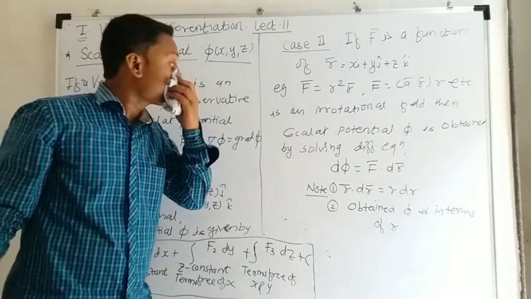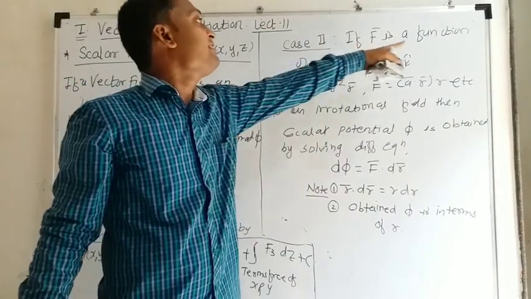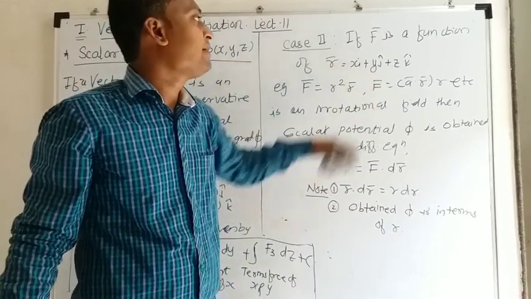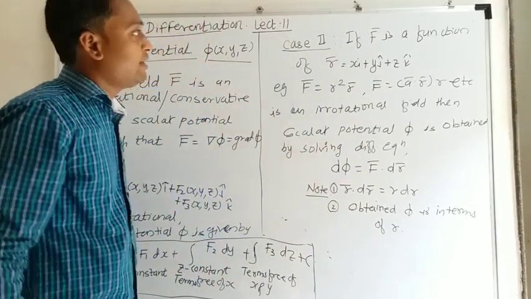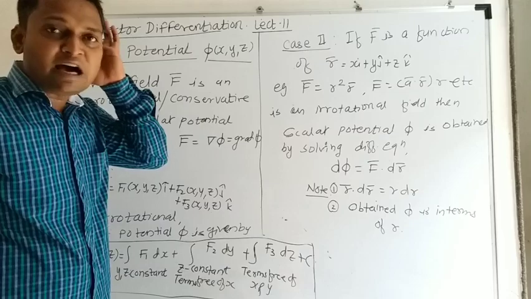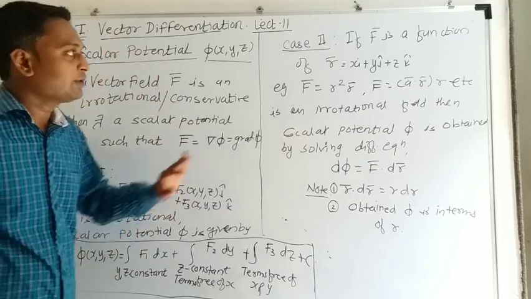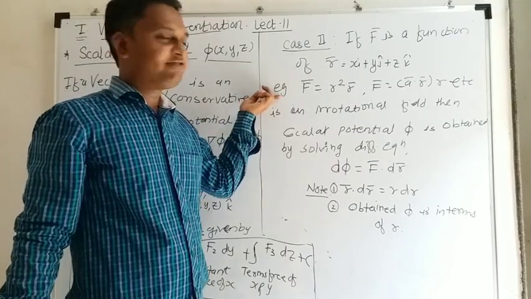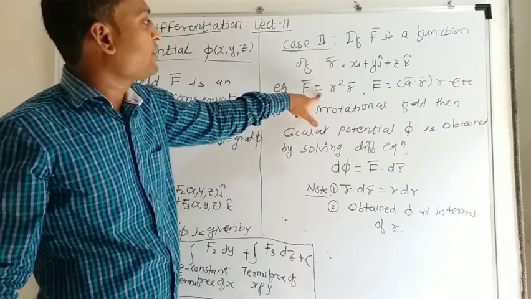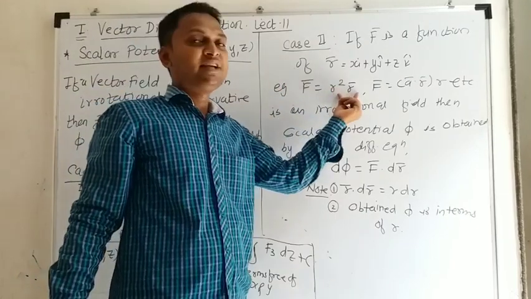Now come towards the second case. If f bar is a function of r bar, where r bar is x i plus y j plus z k, meaning your f bar is expressed in terms of r bar, not in terms of xyz. For example, I have written some examples of such functions. f bar equals r square r bar. It contains r bar.